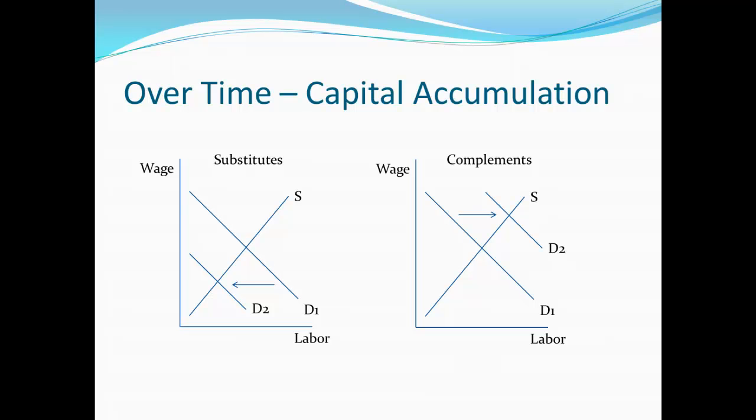So we need to be very careful when we think about how capital accumulation affects labor markets, because it's not immediately clear. We can break down the effects and say, well, there will be a decrease in demand for substitute labor, an increase for complement labor, an increase for the labor that produces the machinery, but we can't say on the whole what kind of effect this is going to have on labor markets.